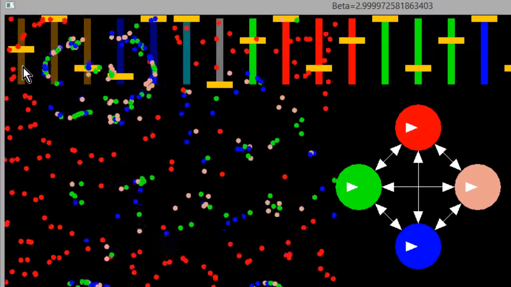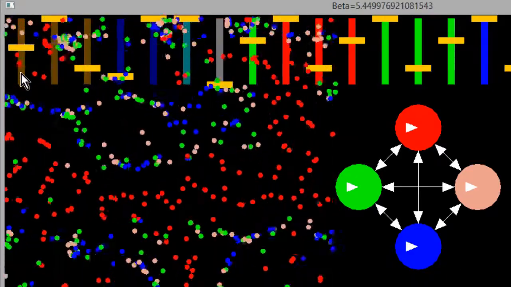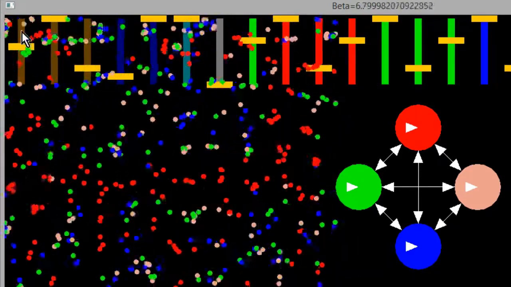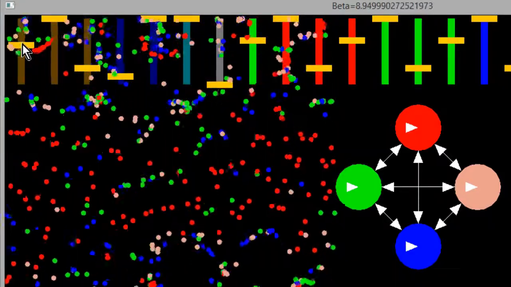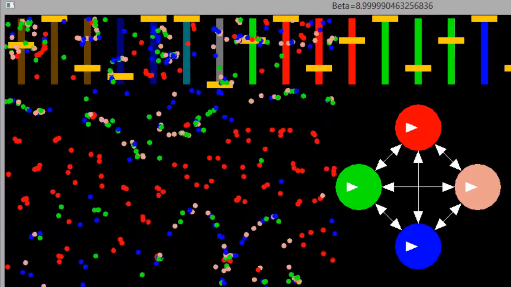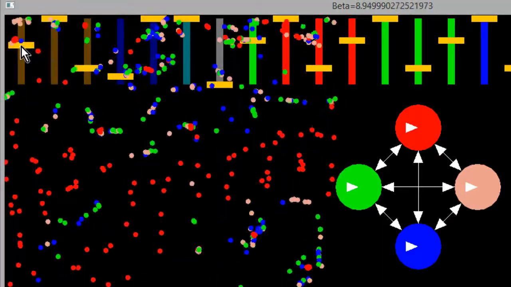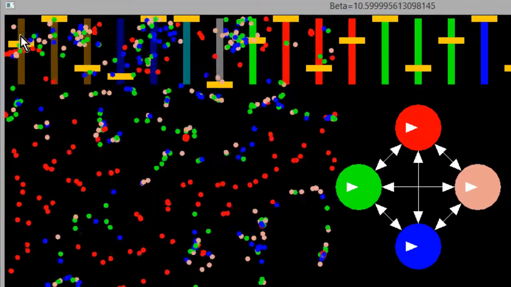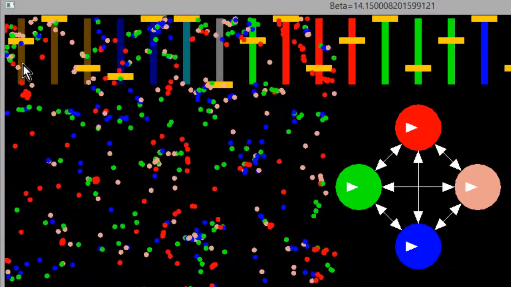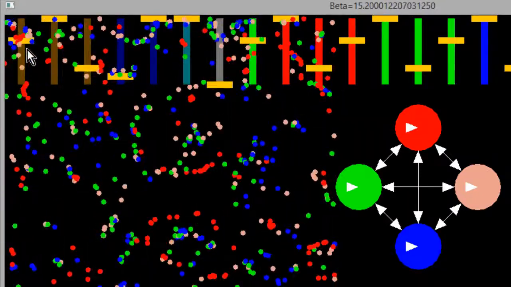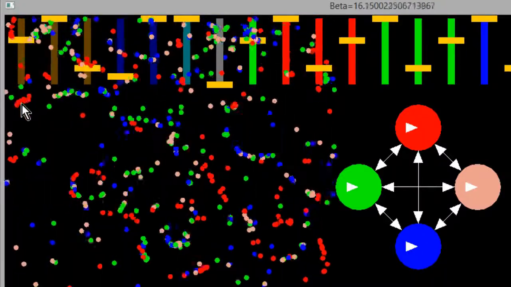So let's go back all the way up to about 17, which is the normal beta value for the PPS system. No circles at all. 11, 12, 13, 14, 15, 16, 17. Now let's go back down.